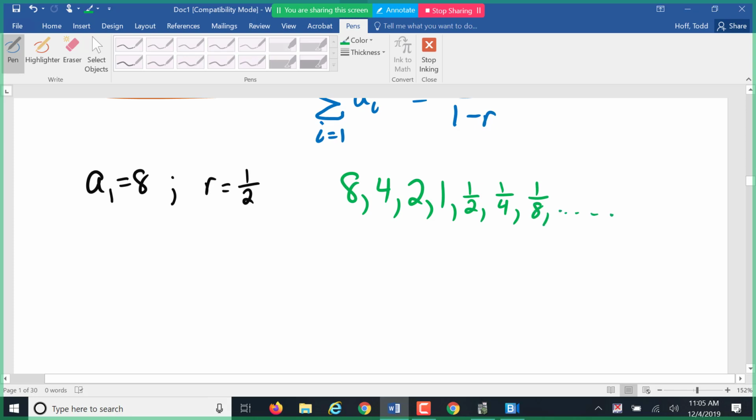It's smaller and smaller and smaller. It's going to converge towards 0. Never touch 0, but it's going to converge on 0. It's asymptotic, has an asymptote. That's one of the qualifications for convergence.